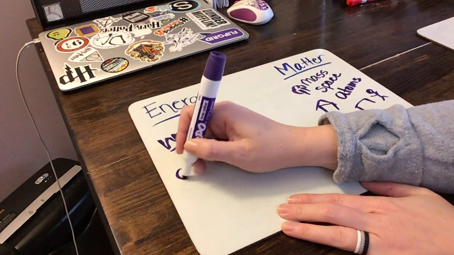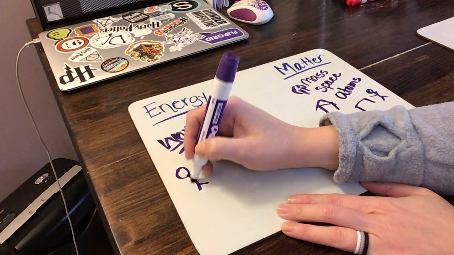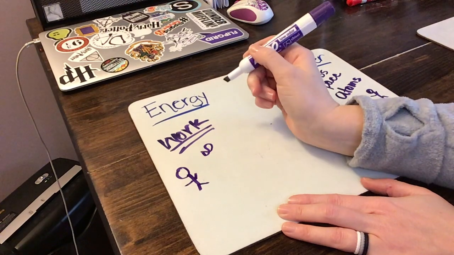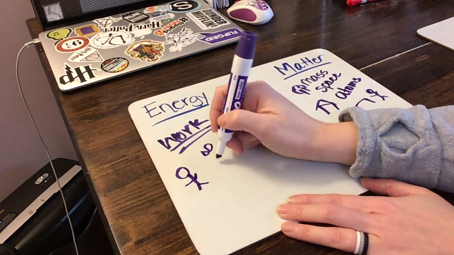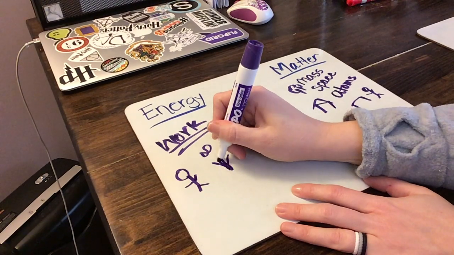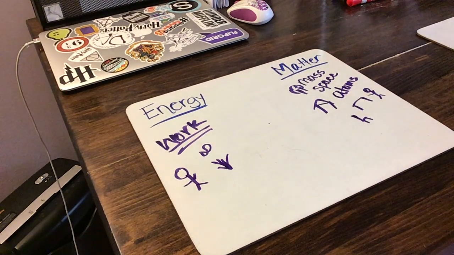So again, humans are going to have energy. Any type of animal, so fish, that is a terrible fish, are going to have energy. Plants are going to have energy, and remember, plants get their energy through photosynthesis. So energy and matter, they're two different things, but they have a lot of stuff in common, okay?